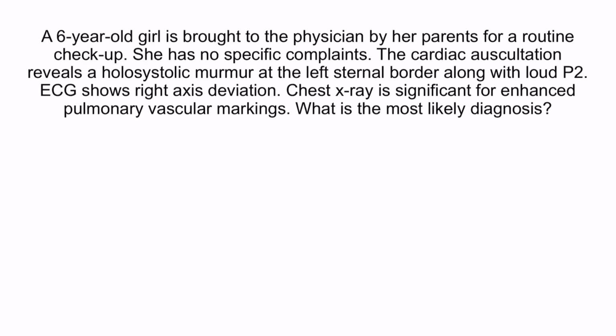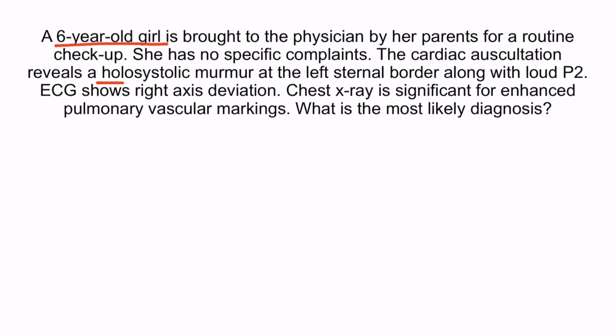Let's try a question. A 6-year-old girl is brought to the physician by her parents for a routine checkup. She has no specific complaints. Cardiac auscultation reveals a holosystolic murmur at the left sternal border along with loud P2. ECG shows right axis deviation. Chest X-ray is significant for enhanced pulmonary vascular markings. What is the most likely diagnosis?